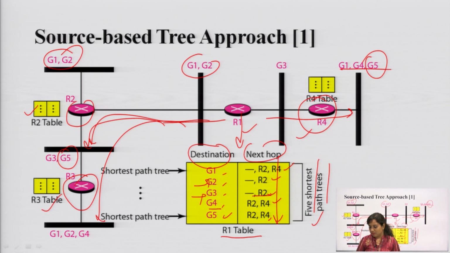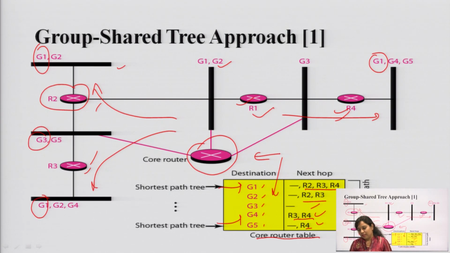So far we have discussed unicasting protocol, then multiple unicasting protocol, and multicasting. All three things are different: how the routing tables are maintained, and how the source based tree approach works. Then we discussed the group shared tree approach, where a core router is there, and different groups are connected. These groups, as I have mentioned, are the connecting groups which are connected to different networks.